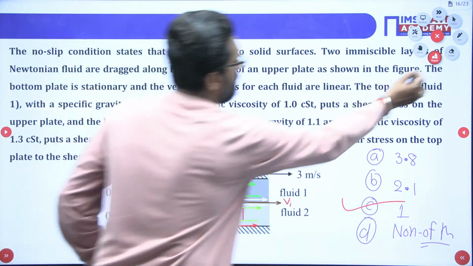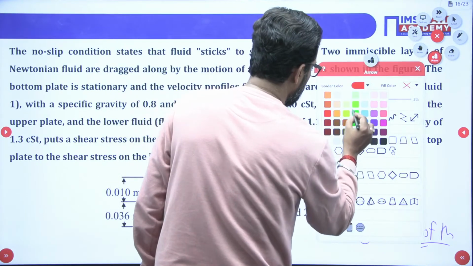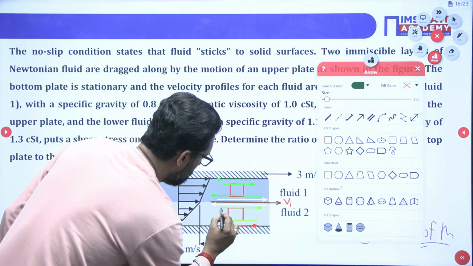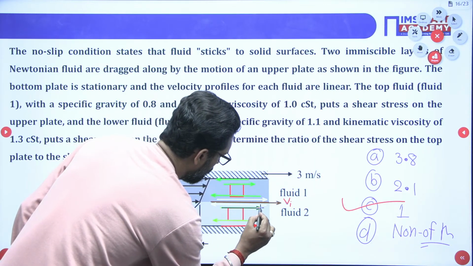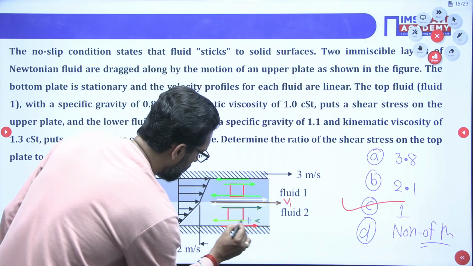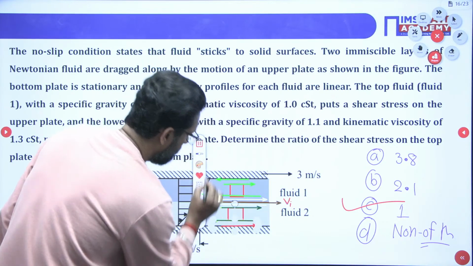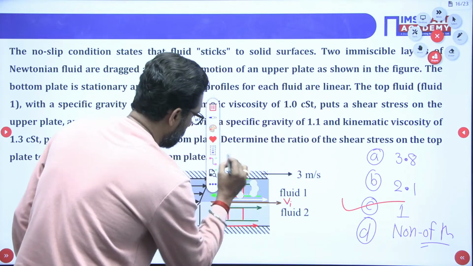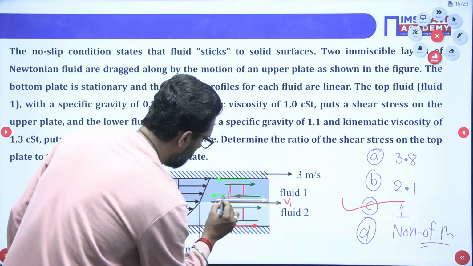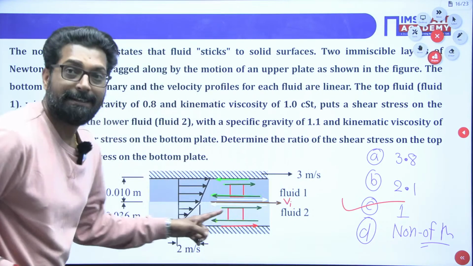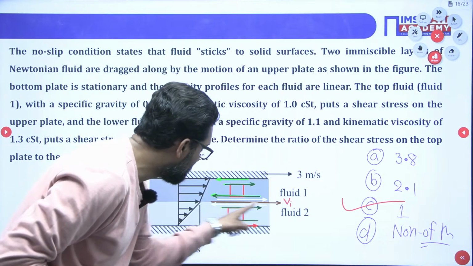I will just change that color. This is in this direction. This is the shear stress on the fluid element. This is the shear stress on the fluid element. This is the shear stress on the fluid element. Okay. And this is the interface. This is the shear stress at the interface.